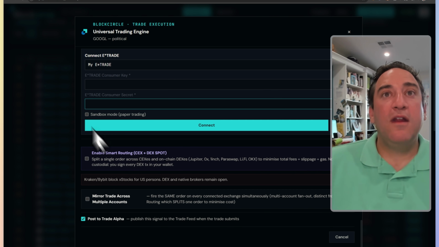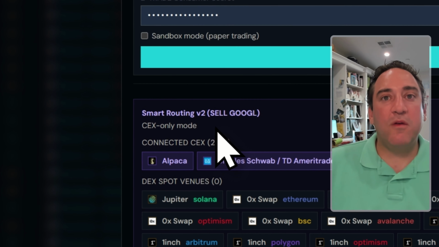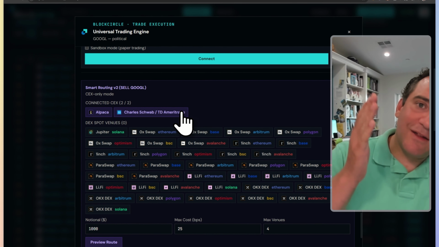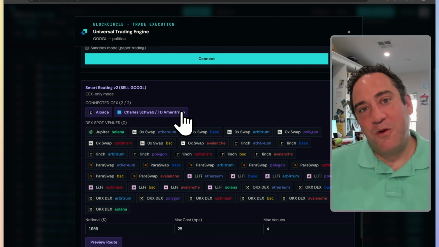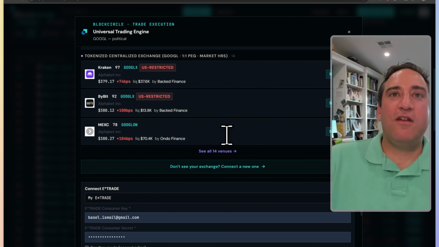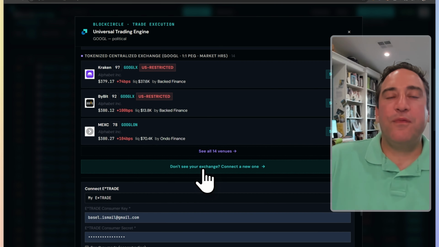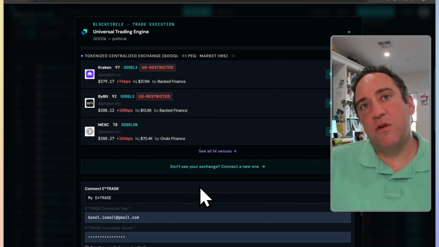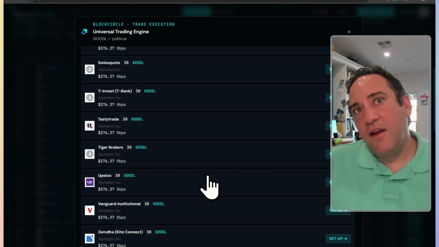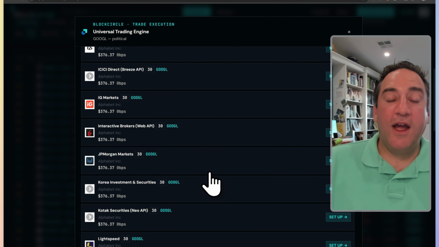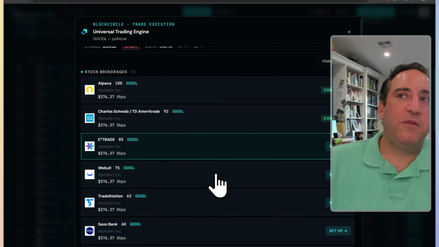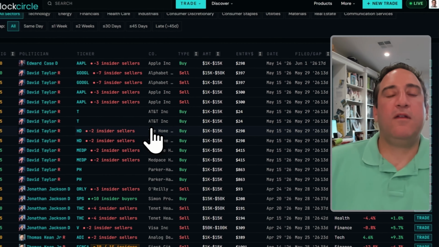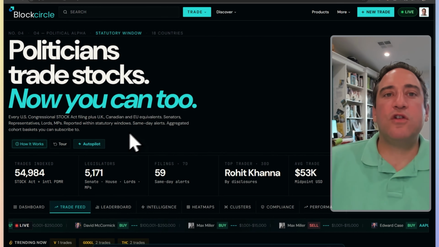But again, the beauty is that you can do smart routing and execute that same trade as a tokenized stock on chain if you want to. Or if you want to execute that same trade for Google, as an example, you can go long or short on E-Trade, Charles Schwab and Alpaca if you want. So it's completely up to you. The sky is the limit here. It's endless opportunity, and there's so much more here.